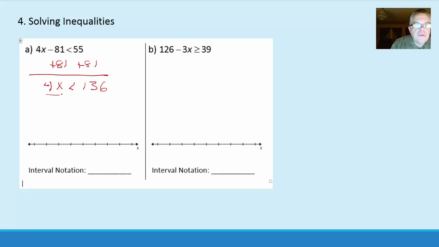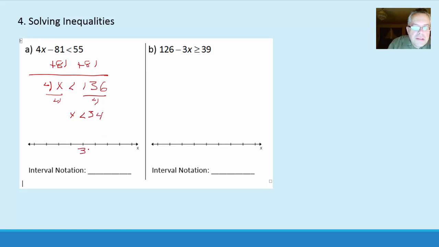And if I divide both sides by 4, I don't have to flip because I'm dividing by a positive number. I get x is less than... 34. X is less than 34. I had to use my calculator in there. Okay, that's the solution to our inequality. All numbers less than 34 work.